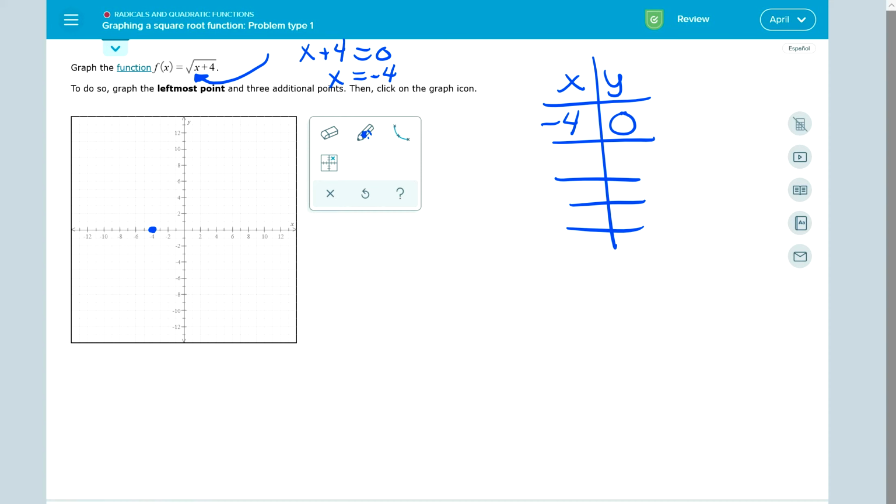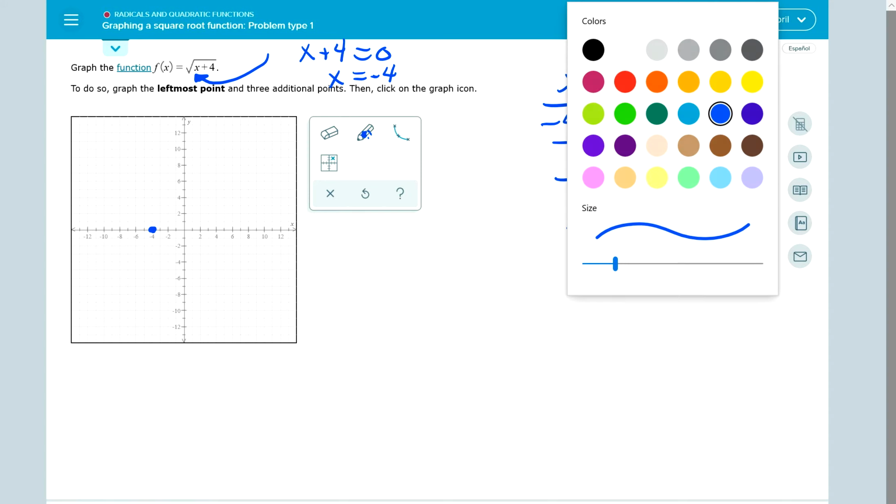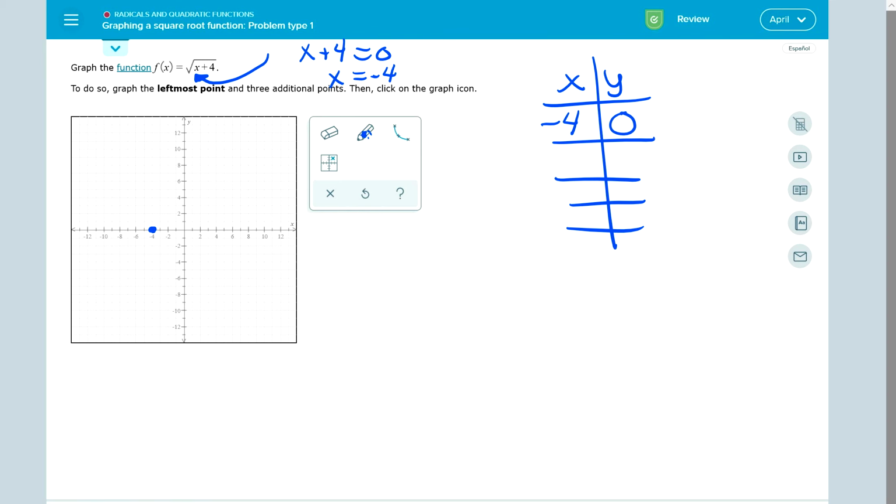Now I need another point. I need 3 more points, and it would be easier if I picked my points wisely. You have to pick points. Let me switch colors here. I have to get the square root of x plus 4. I have to put a number right here, so that when I add 4 to it, it's going to make it a perfect square.